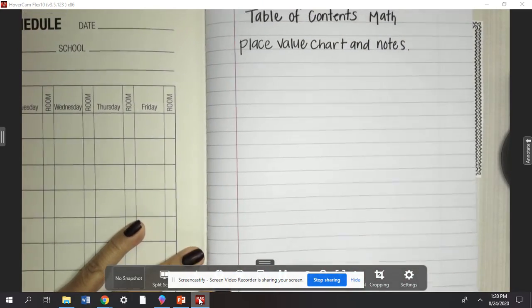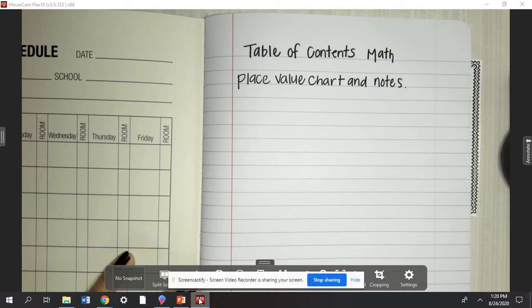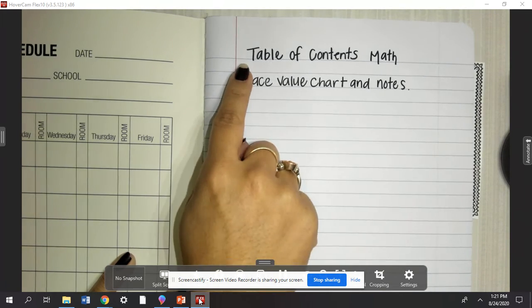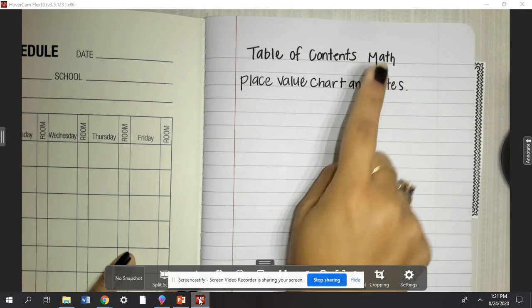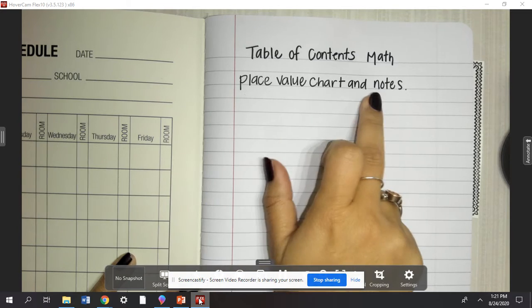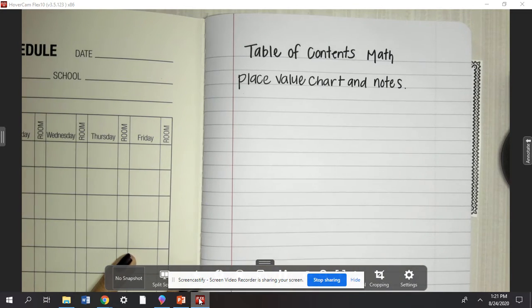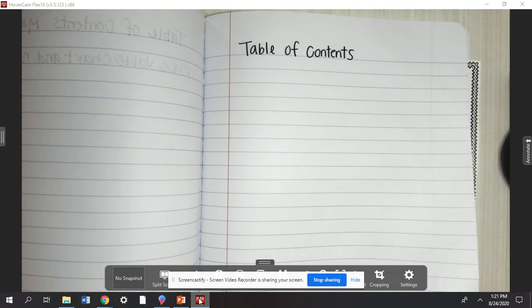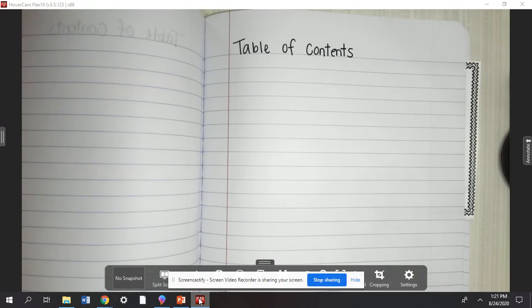So the first thing you're going to do, if you have a notebook at home, I want you to create and write a table of contents for math. And then the first thing we're going to do today is going to be place value chart and notes. So I want you to do that on at least 3 sheets of paper, and you'll just write that because, like I said, it's going to be pretty full.